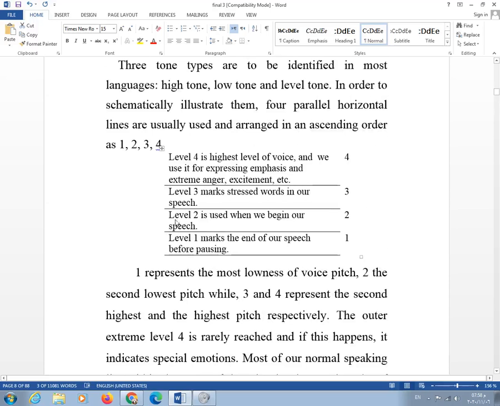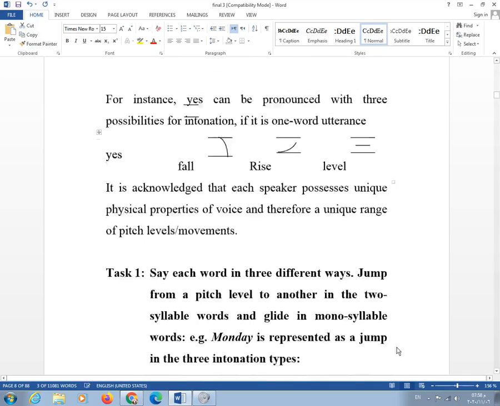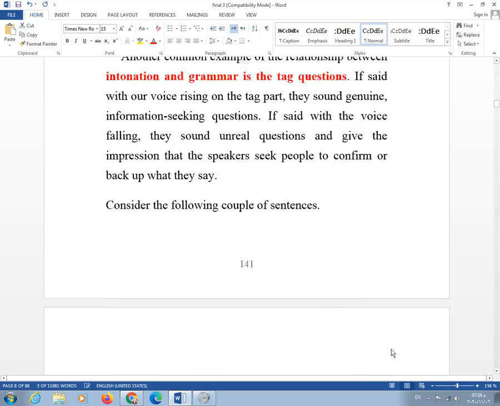Here we have pitch level number two. This is a level that we use to speak most of the time. And pitch level number three, this is the higher level that we use in order to mark stressed words or important words in each utterance that we pronounce. Now go back to our third function.